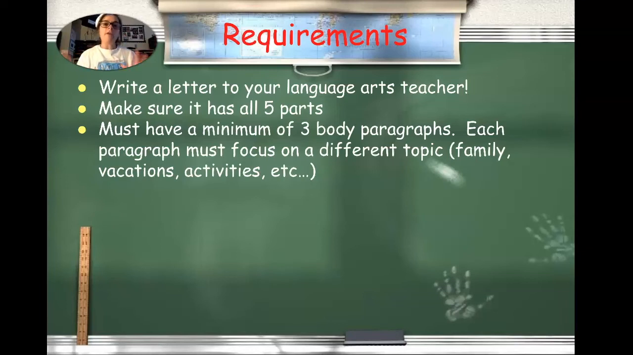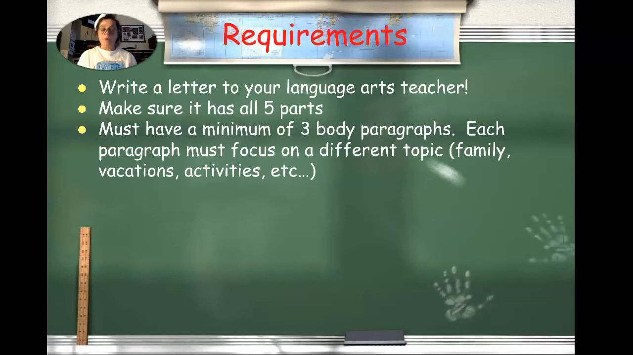So one paragraph could be all about your family. You could tell me about your siblings, your parents, their names, hobbies, things you do. And then the next paragraph, you should talk about something different in your life. So maybe you could talk about vacations, maybe one that you took this summer or previous, or one that's upcoming.